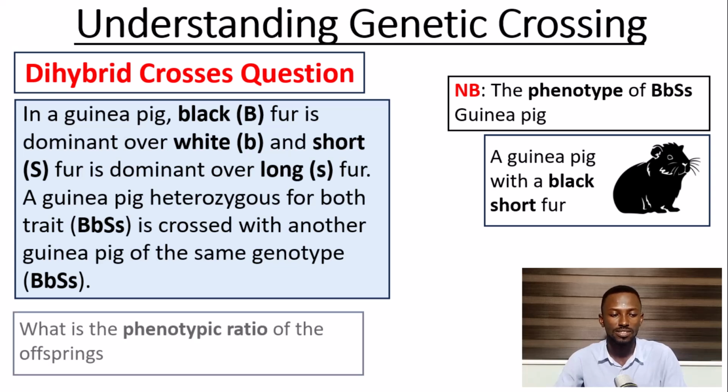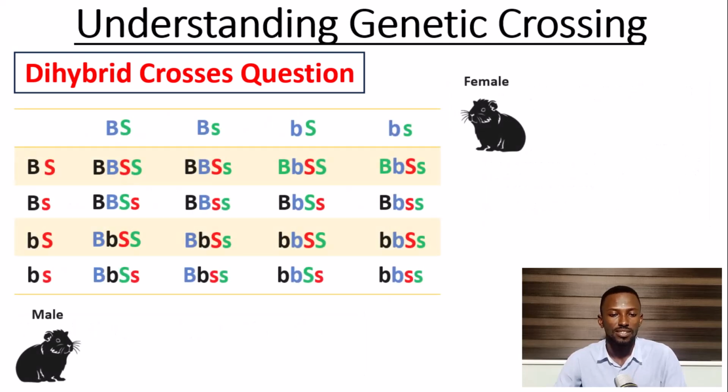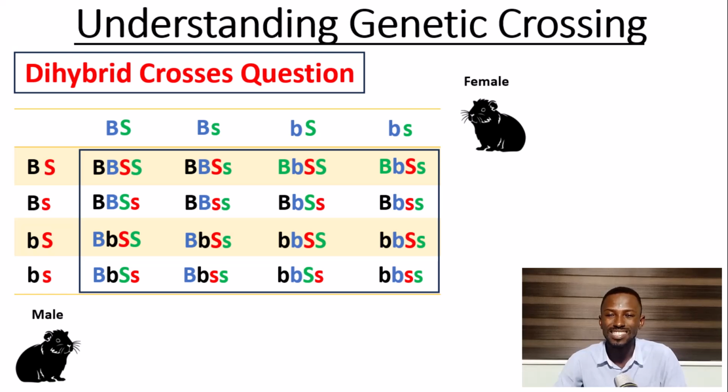Now our next question is this: what is the phenotypic ratio of the offspring? Let's go back to our Punnett square, and that is going to help us to tell what the phenotypic ratio should be. You see, from this Punnett square, that is 4 gametes from the male, possibly combined with 4 gametes from the female, meaning we have 16 possible genotypes that can be formed. So we are to find the phenotypic expressions of these genotypes.